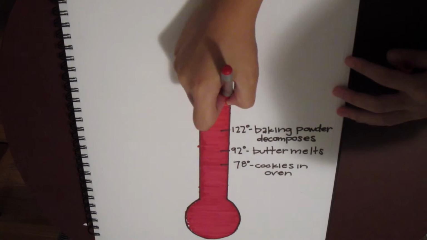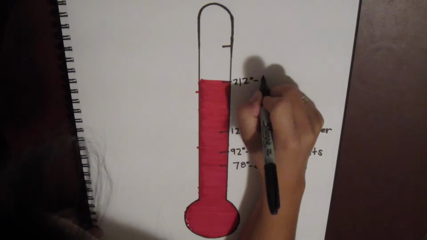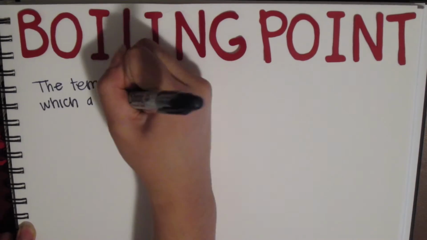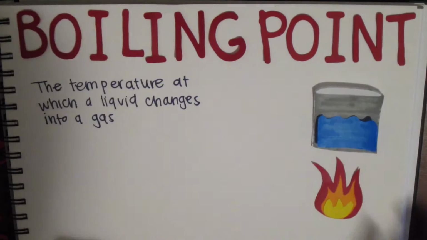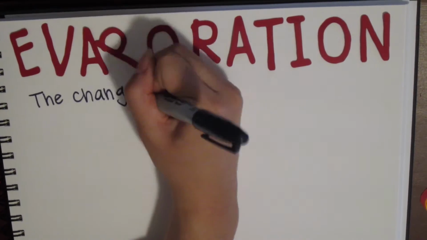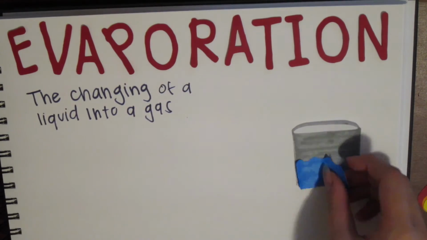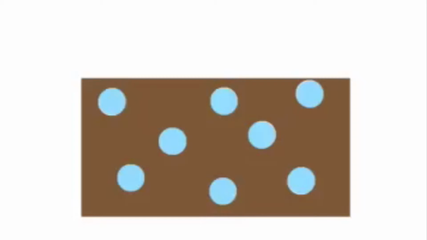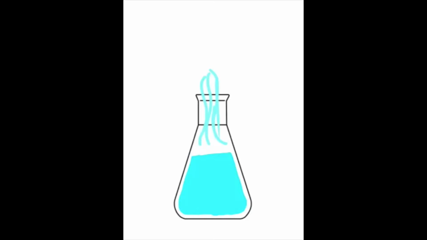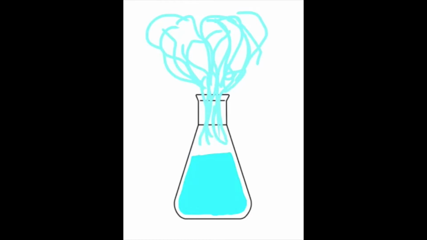At 212 degrees, the water reaches its boiling point and evaporates. Boiling point, the temperature at which a liquid changes into a gas. Evaporation, the changing of a liquid into a gas. After evaporating, the water leaves pockets of air where it used to be. This is a physical change because the water changes state from a liquid to a gas.